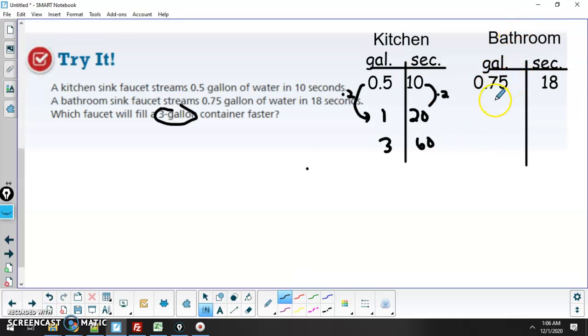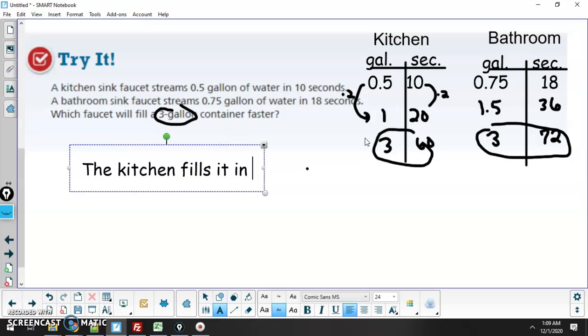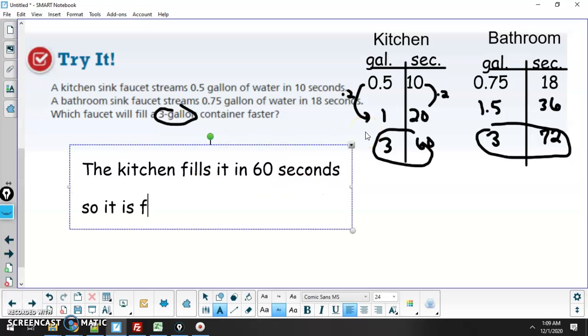Okay, now the bathroom faucet, all right, let's times that one by 2. So 0.75 times 2 is 1.5, and 18 times 2 is 36. All right. And if we want to make this into 3, 1.5 doubled would give you 3. And for the bathroom, 36 doubled would give you 72. So which one will fill the 3-gallon container faster? Well, the kitchen. Okay, it fills it in 60 seconds, so it is faster.